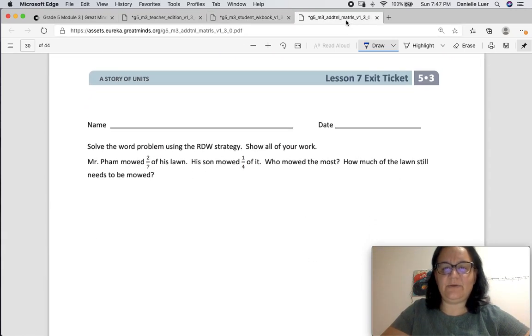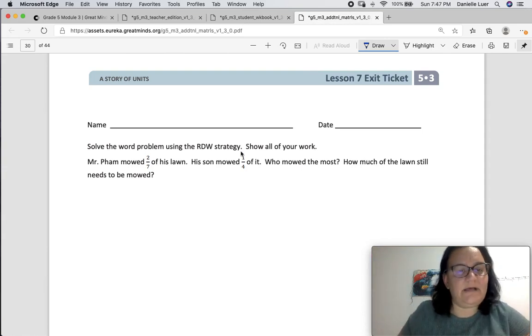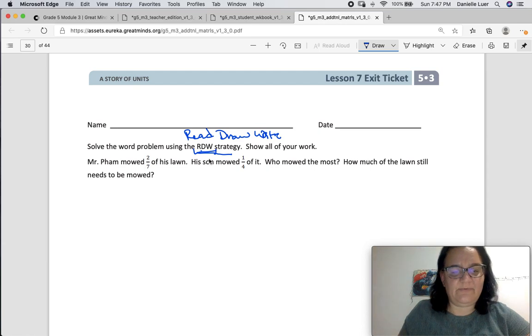Next, I would like you to go to your exit ticket. Exit ticket's going to be much, much easier than that, but please remember your read, draw, write strategy. I want to see all 3 of those in action. So read the story first, then create some sort of model, and then write your answers. Okay, so Mr. Pham mowed 2/7 of his lawn. His son mowed 1/4 of it.